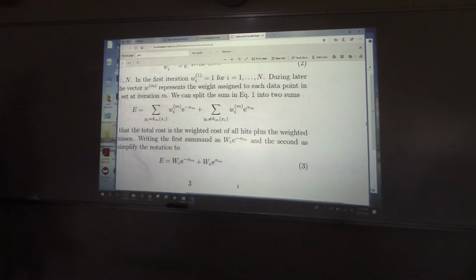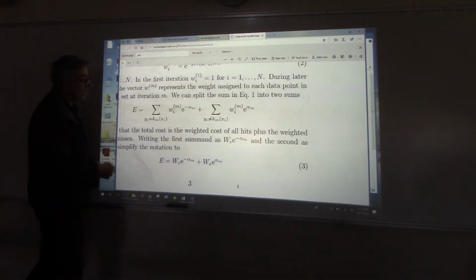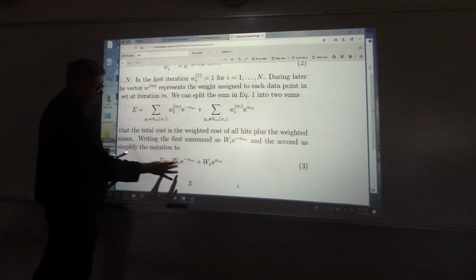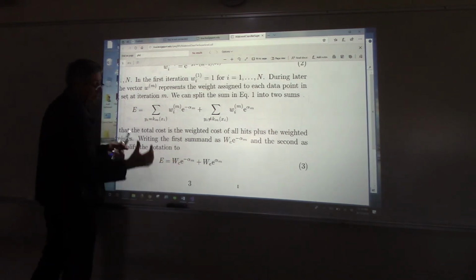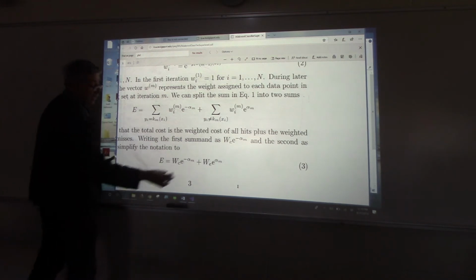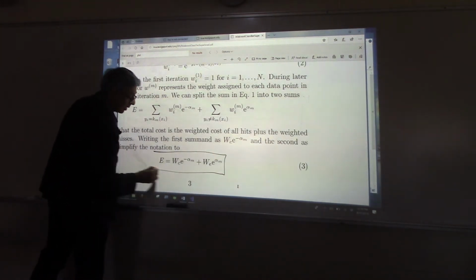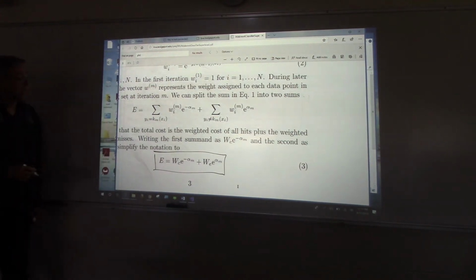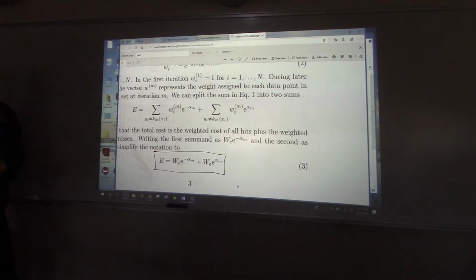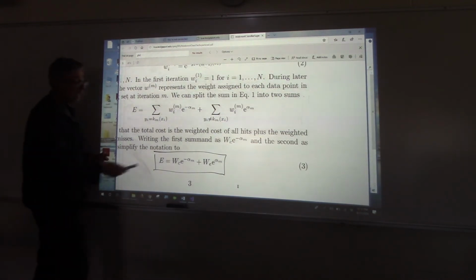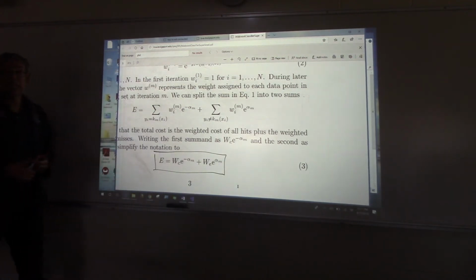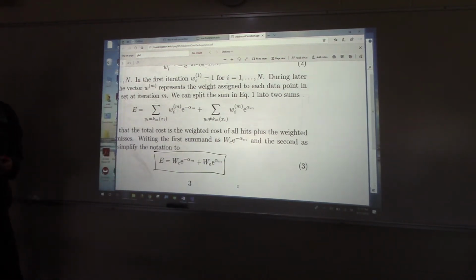Then, further, this part over here we call WC, the sum of the correct weights. This is WE, the sum of the error weights. What's our goal over here? The goal is to find the coefficient of the classifier that we are adding, in addition to which classifier?